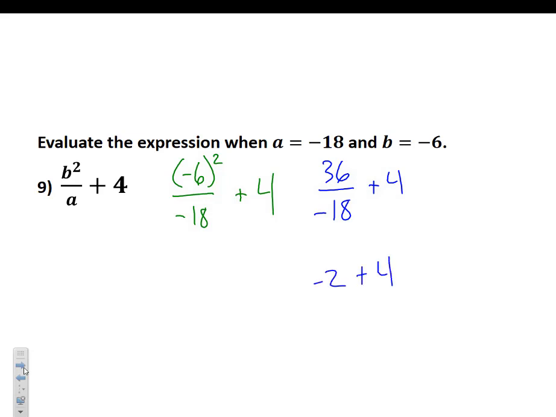Now I'm adding opposite signs, subtract. 4 minus 2 is 2. The 4 is bigger, so the answer is positive 2. I went through that kind of fast, so you might want to write it down. And if you have to, back it up now that you've written it down, and then just watch it again real fast. Alrighty, here we go.